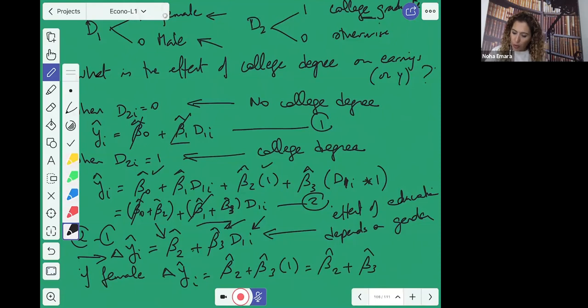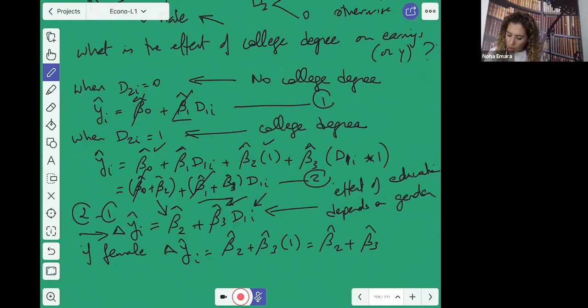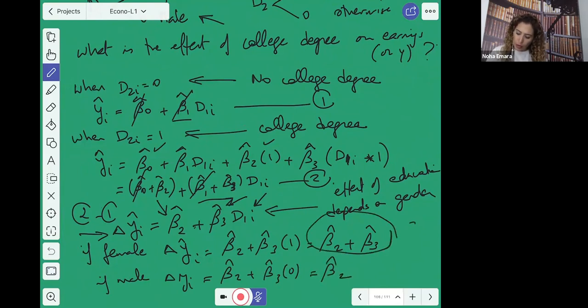And if the person is a male, then the change in yi is equal to beta hat 2 plus beta hat 3 times 0, which is beta hat 2. This is the final amount of additional dollars for additional education for a female applicant, and this is for a male applicant. And it's in dollars, if I'm assuming that y is in dollars. Any question?